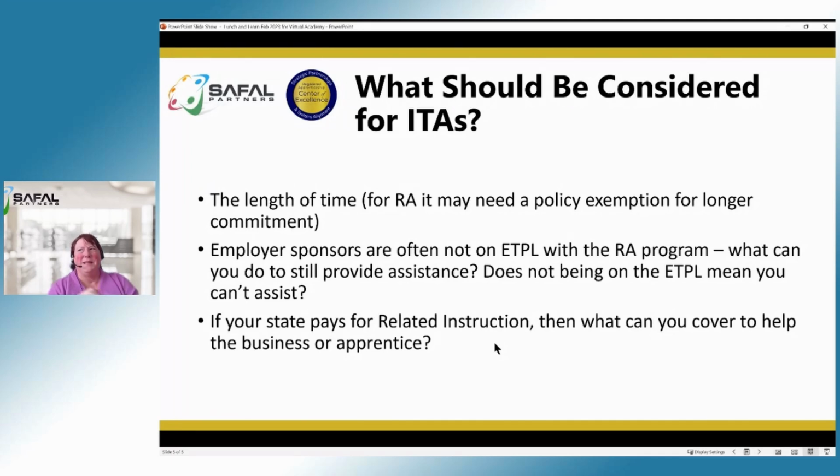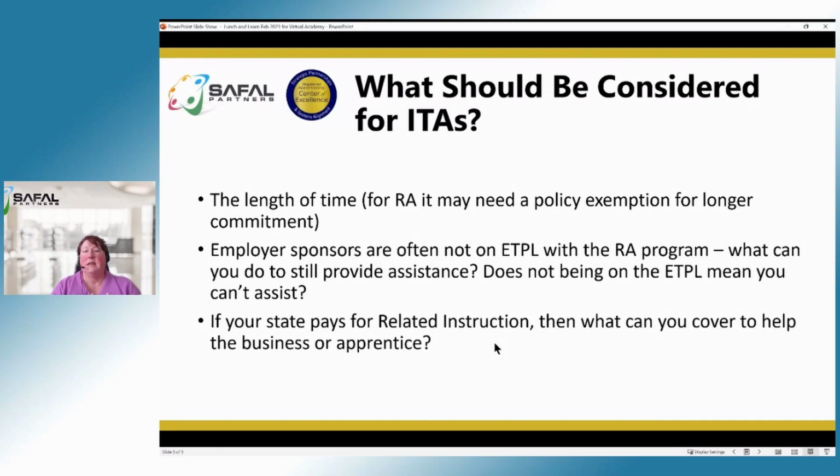And you're saying, get them on the ETPL. Absolutely. We encourage employers to put their programs on the ETPL, but some employers say, I don't want to be on there because it requires more paperwork. They will be monitored, they will be looked at. So some don't want to. But yes, you can still assist. And I love that I've got people saying that they can. Yes, you can. You can still provide supportive services.